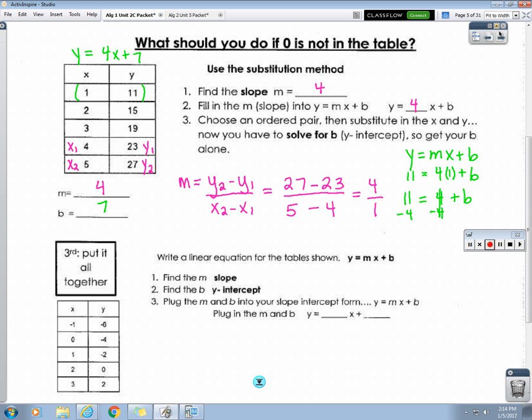Some of you are probably thinking, and you're right, that's not necessary because you can just find the pattern. Like I can see that as I go up by 1 unit over here, it's going up by 4 units over here, right? Every time I increase by 1, this increases by 4. So if I decrease by 1 down to 0, I would have to decrease by 4 down to 7. And there's my y-intercept. But not all tables are that easy to look at. That table was easy, but not all of them are, and that's why this method is necessary sometimes.